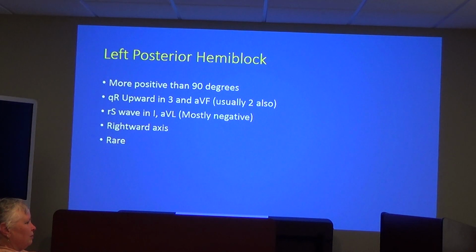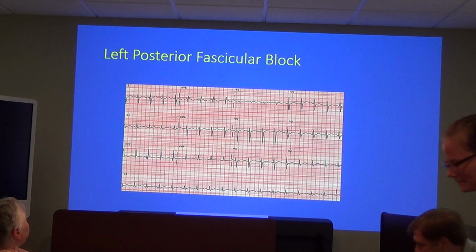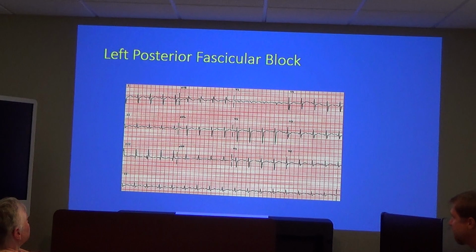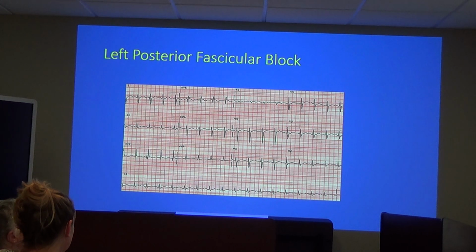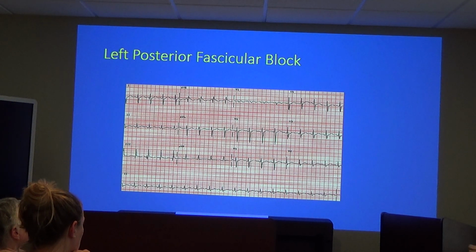And just here's a picture of it. And what you see is in lead 2, 3, and AVF, the inferior leads, it's all positive. And in 1 and AVL, it's predominantly negative. It's not all negative, it's predominantly negative. And fascicular block is the same as a hemiblock, correct? Same thing. Kind of denotes whether you trained on the East Coast or the West Coast, or whichever one you use.